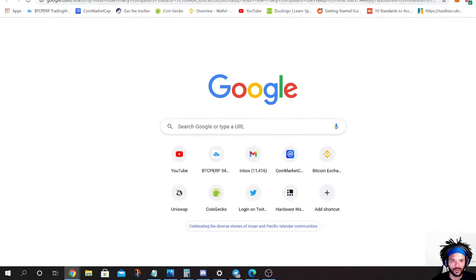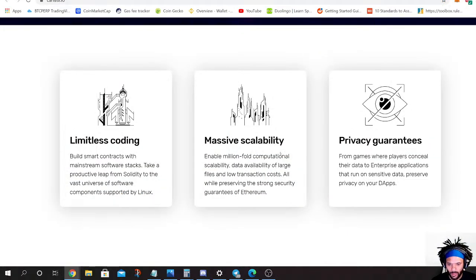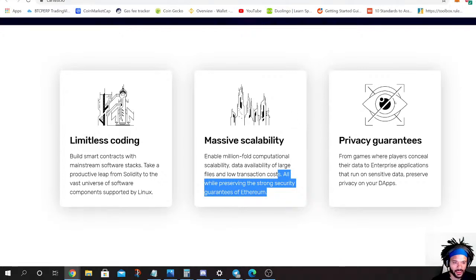I just threw out a random Google to see how many computers actually use Linux. Going back to the Cartesi website, massive scalability, enable million-fold computational scalability, data availability of large files, and low transaction costs, all while preserving the strong security guarantees of Ethereum. Cartesi is built off Ethereum and it uses Ethereum security. Cartesi is going to be a big project.